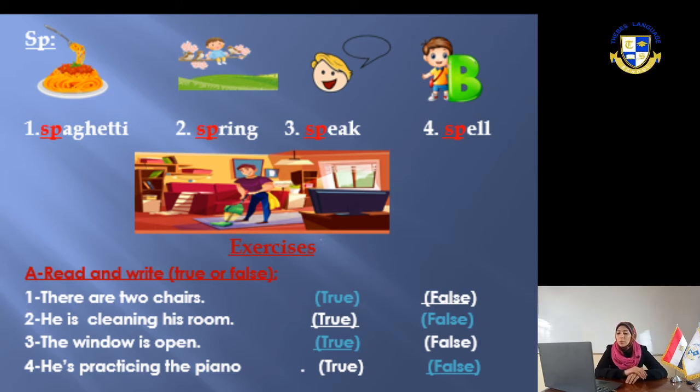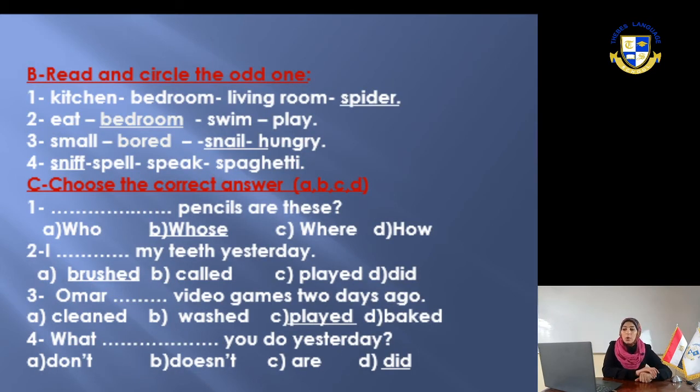Number three, the window is open. Yes, it's true, the window is open, thank you. Number four, he is practicing the piano. No, false. Yes, correct, false. We said that he is cleaning the room. Super. For the next slide, please, we have read and circle the odd one out.